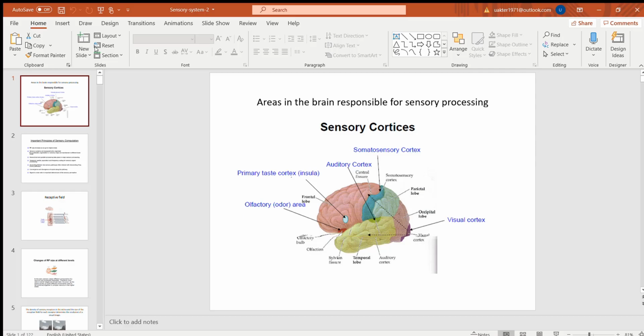Hello everybody, we'll start from this slide. You can see the cerebrum, one hemisphere you can see in this picture. There is another hemisphere on the other side. As you already know, the surface of the cerebrum has many sulci or grooves, and in between the grooves the ridges are called the gyri.